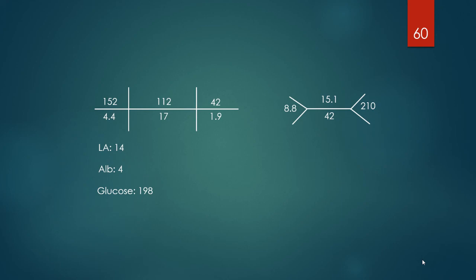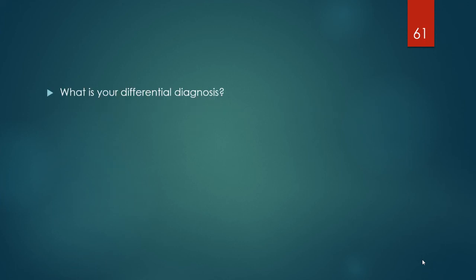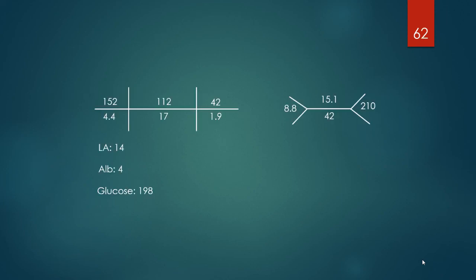These are the labs. He's hypernatremic 152, K 4.4, chloride 112, bicarb of 17, BUN 42, 1.9 creatinine, nothing significant in the CBC, lactate of 14, albumin of 4, again glucose 198. What do you guys think? Somebody ordered ammonia and it's 176. And somebody ordered serum osmolality again, it's 321.